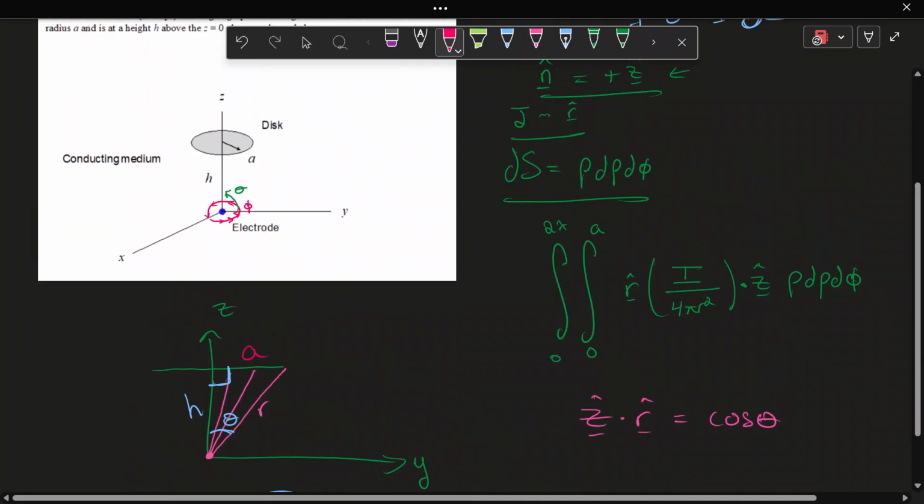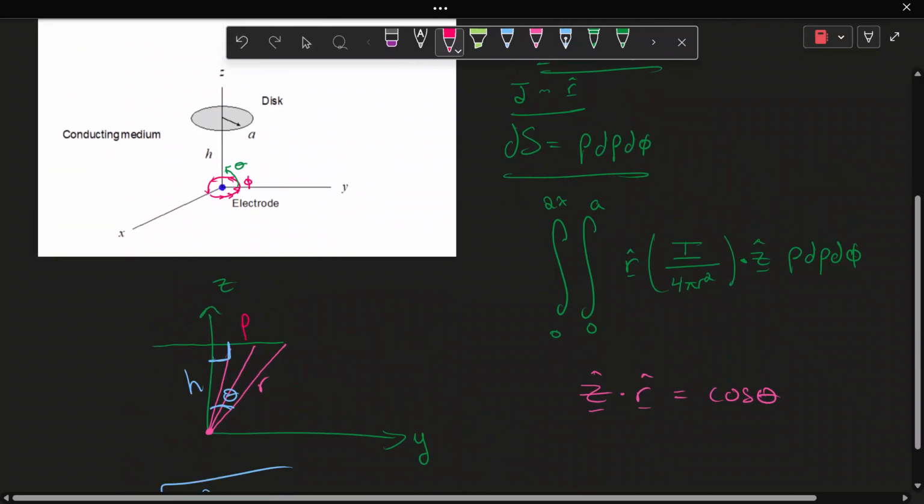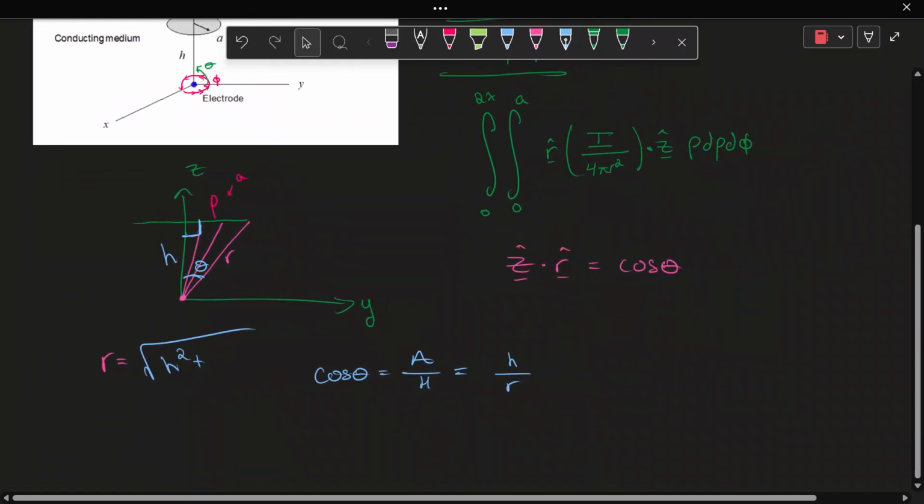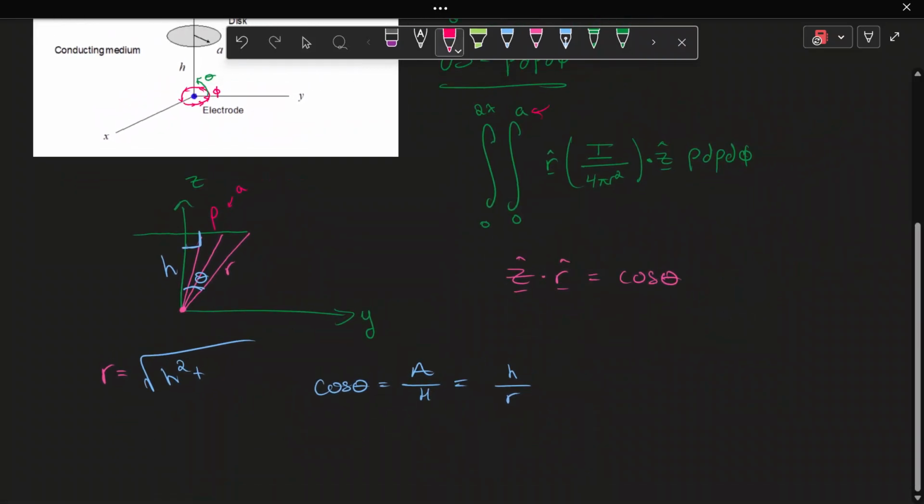Now, in spherical coordinates, they use rho, so we're going to use rho, but really this is going to be equal to a eventually, if you notice, when we take the integral and figure that out. Now, r is going to be the square root of h squared plus rho squared, so we can plug that in. And cosine theta, this z dot r, these unit vectors, can now be basically rewritten in terms of rho and h.